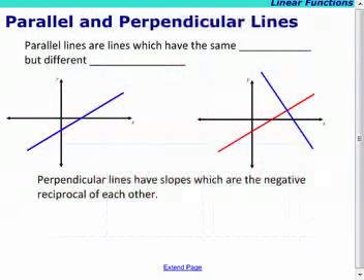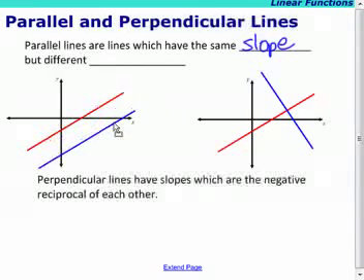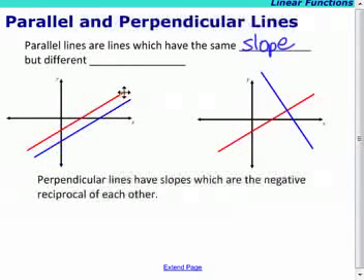Okay, the last concept talked about perpendicular and parallel lines. Just a little bit of definition. Parallel lines are lines which have the same slope. So if they have the same slope, like these two here, here's a blue one and a red one, they'll never touch. Unless, I guess, it's the same line.